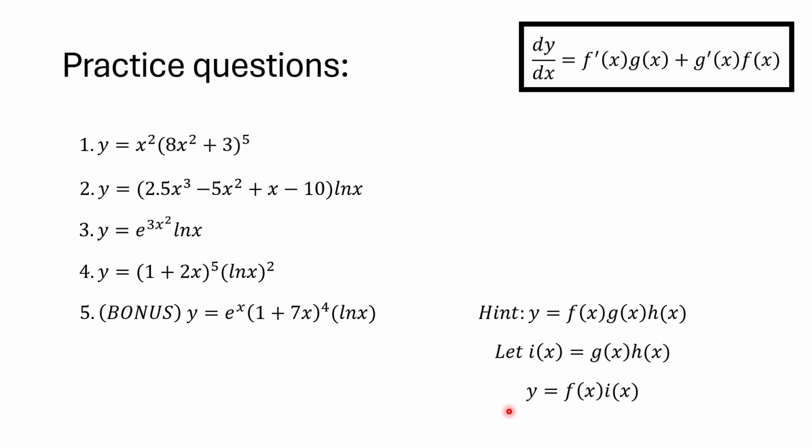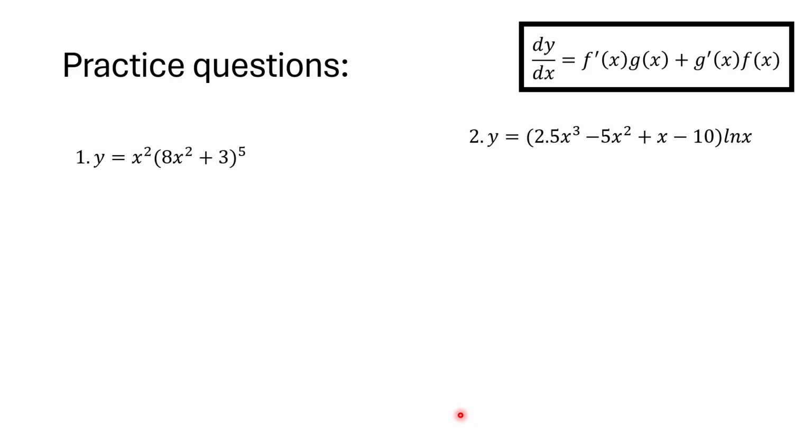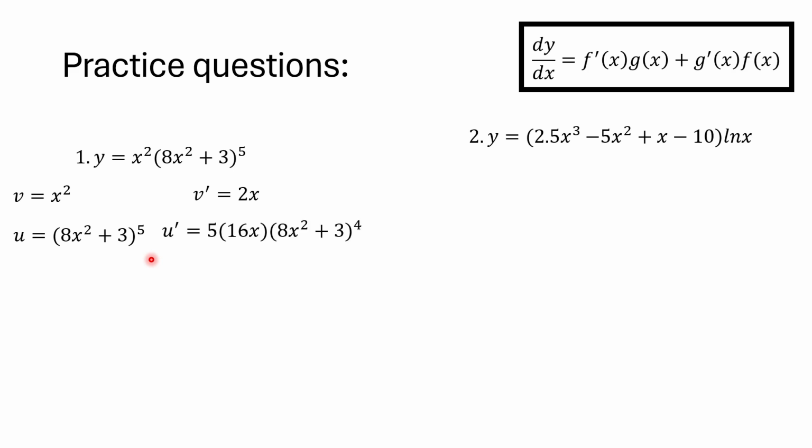But let's dive into the answers. Cool. So question 1, the first thing is to identify what our functions are. So v is equal to x squared, u is equal to (ax squared plus 3) to the 5. And I deliberately laid it out like a grid. You don't have to do it like me, but I find that easy, so feel free to copy that if you want. And then you can just say, taking the derivative, v' is equal to 2x, and then u'(x), if you apply the chain rule, you will get here, just like so.